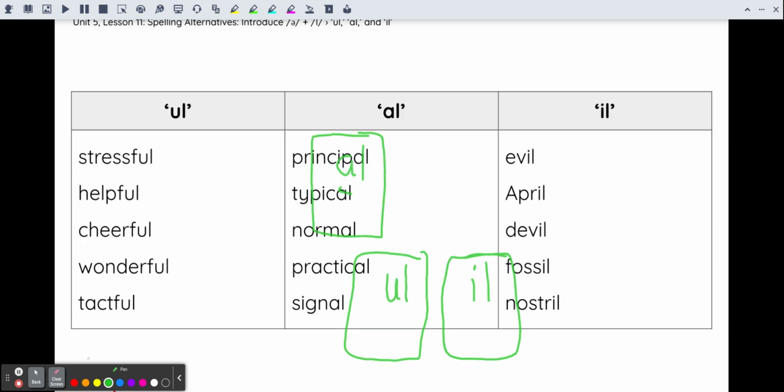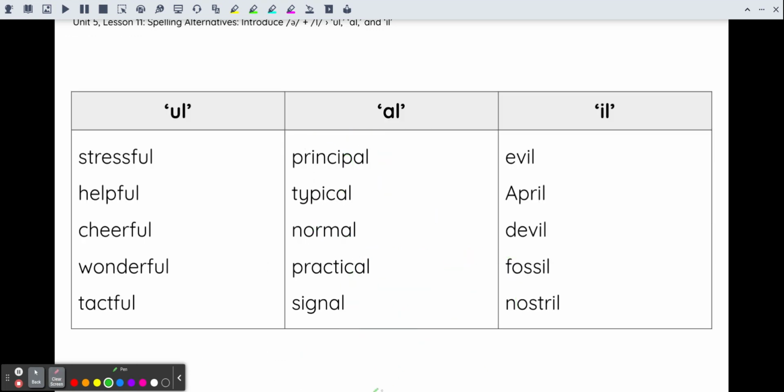Let's read some words that use these spellings and sounds. So remember, our sound is O. So the first spelling is one you already know, O as in awful. Let's read stressful, helpful, cheerful, wonderful, tactful.